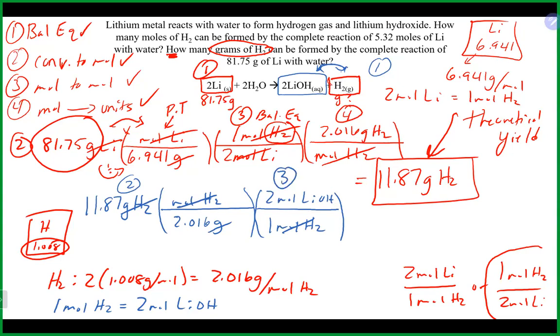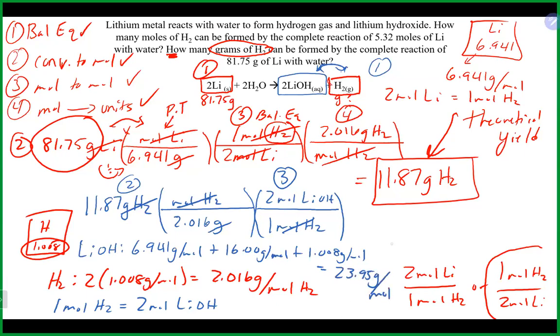And now the last thing that I want to do is figure out how many grams that would be. So I will need the molar mass of lithium hydroxide in this case, which is 6.941 for the lithium, 16 for the oxygen, and 1.008 for the hydrogen. And that's going to give me 6.941 plus 16 plus 1.008, which gives me about 23.95 grams per mole for my lithium hydroxide.